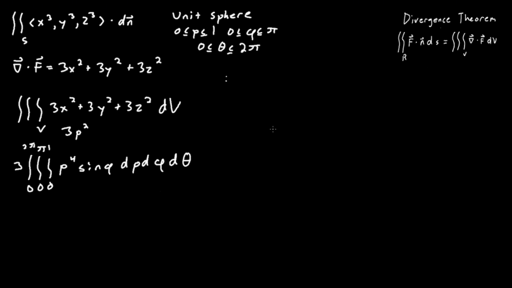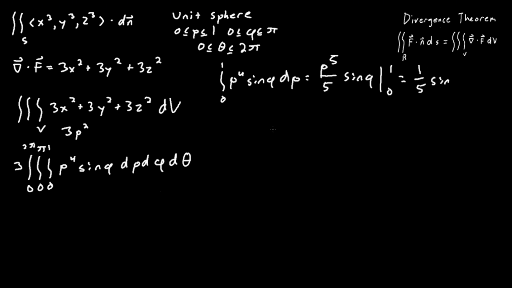So if we want to solve for this triple integral, maybe I'll write it up here. I want to solve for this triple integral. I'll start off with rho. So the integral of rho to the power of 4 sine of phi is just rho to the power of 5 sine of phi from 0 to 1. So this is just 1/5 sine of phi. Then we integrate with respect to phi.